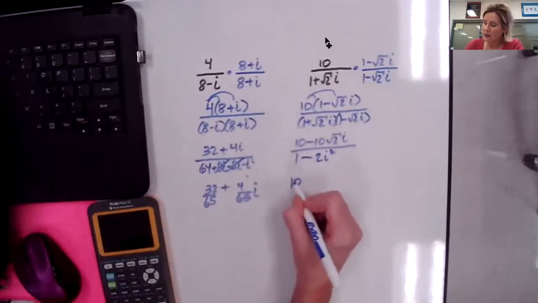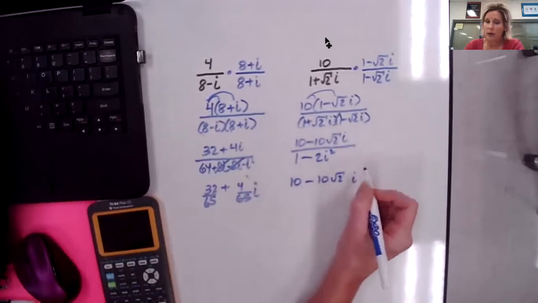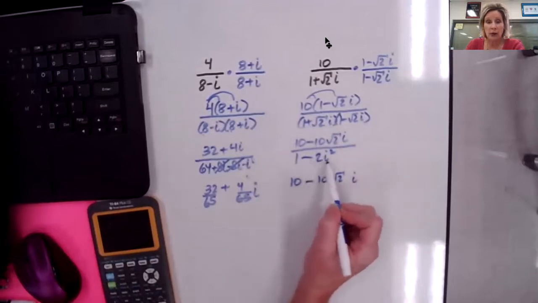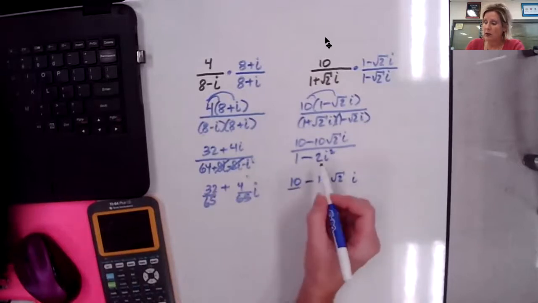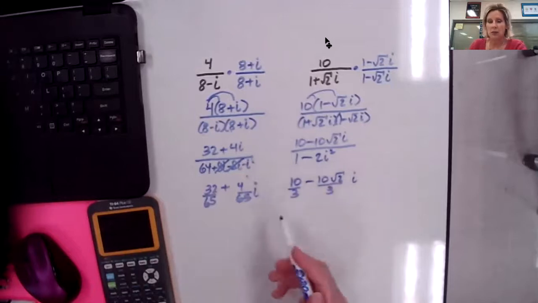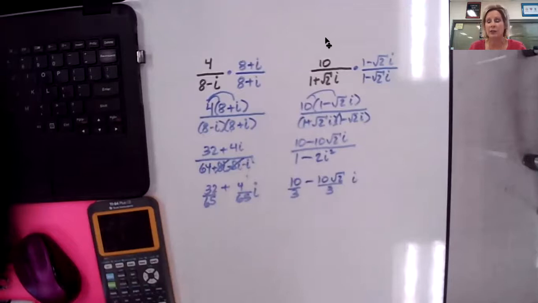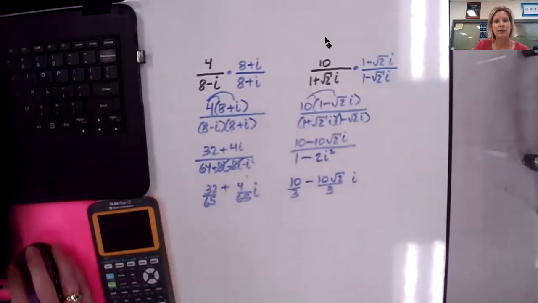All right, so I've got 10 minus 10 square root 2i. Negative 2i squared is the same thing as positive 2. So 2 plus 1 is 3. So I'm going to go ahead and separate. So I've got a plus bi form, and I don't have to write additional steps. And 10/3 and 10/3, those don't reduce. So you're done.